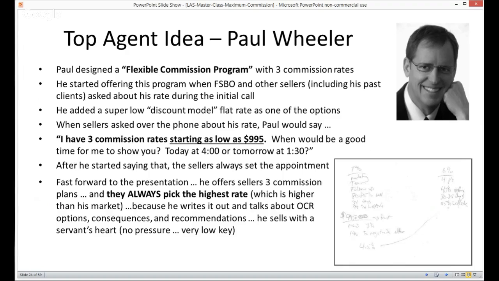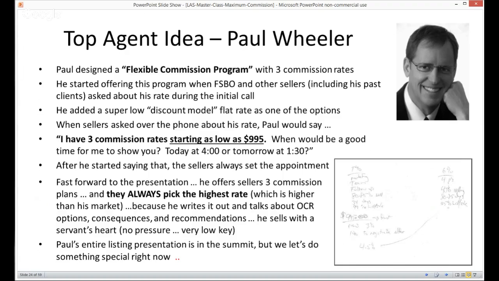So let's fast forward to the presentation, right? He offers the seller 3 commission plans and they always pick the highest rate, which is higher than his market. And it's because he writes it out and talks about the OCR: options, consequences, and recommendations. He sells with a servant's heart. In fact, he calls it servant's heart selling. It's a no pressure way, and it's very, very low key because that's just Paul's personality. So Paul's entire listing presentation is in the summit. You can watch that if you decide to go that route. But let's do something special right now.